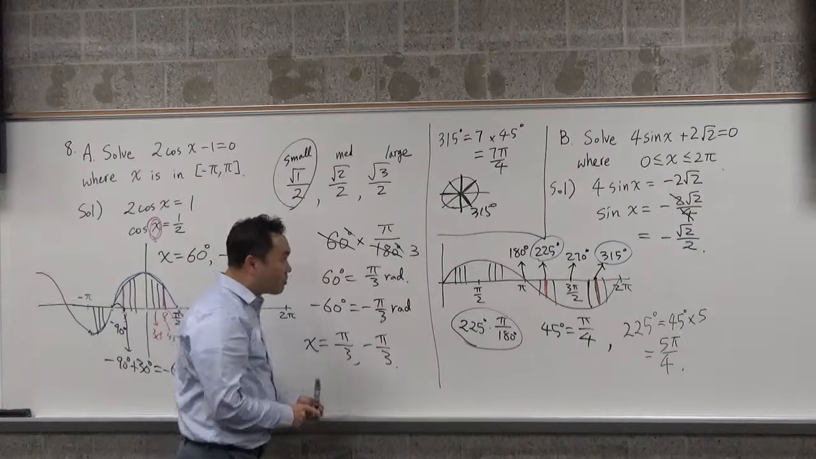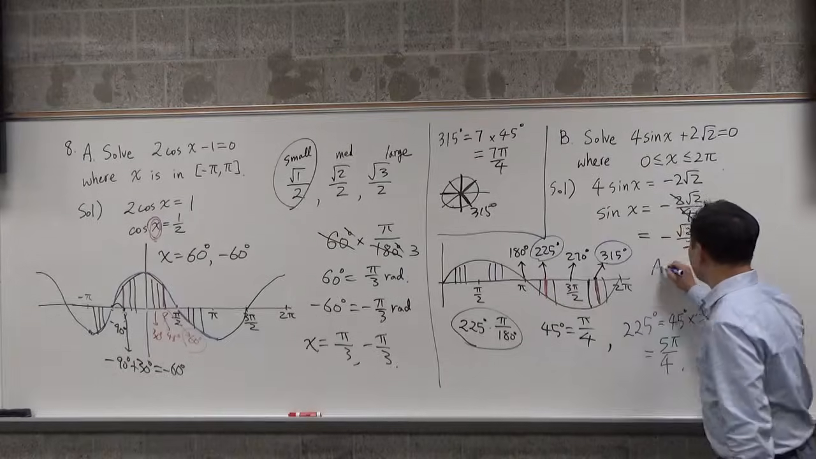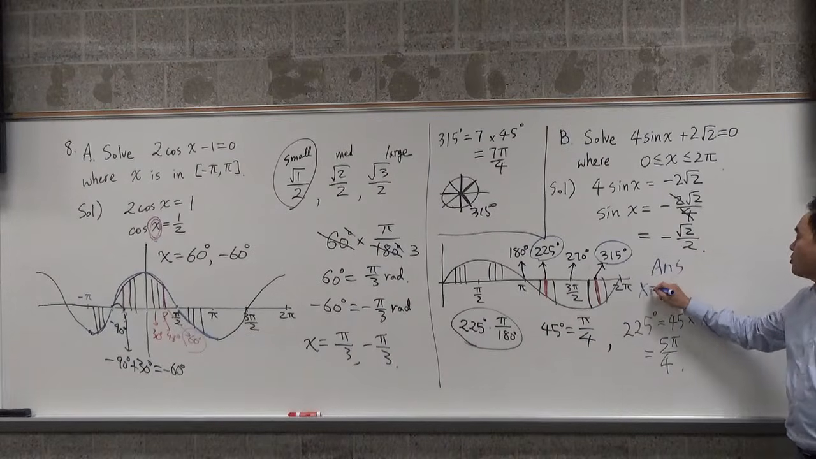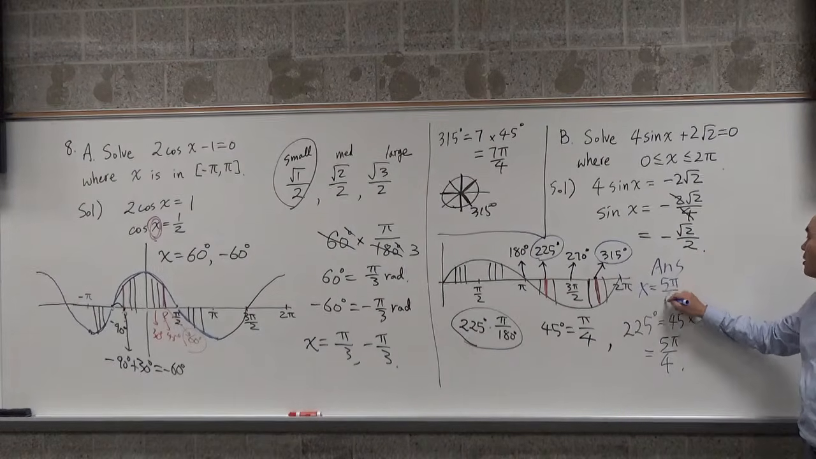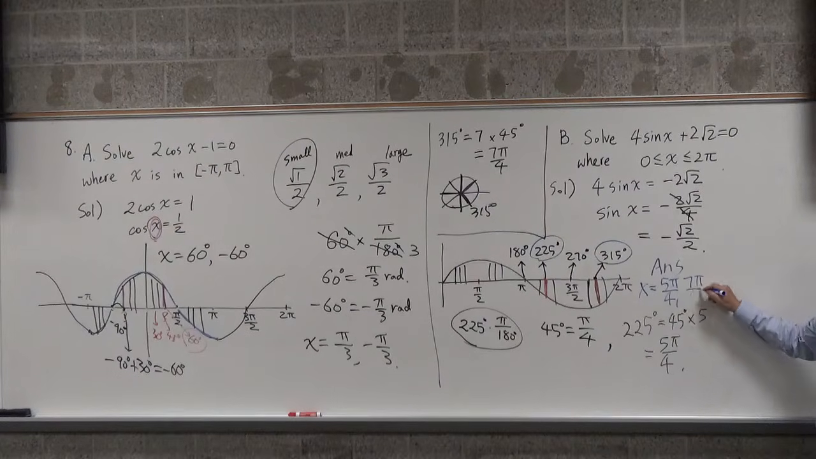Okay, so therefore what is the answer? The answer would be x equals 5 pi over 4 and 7 pi over 4. Yeah, that's how you do it.